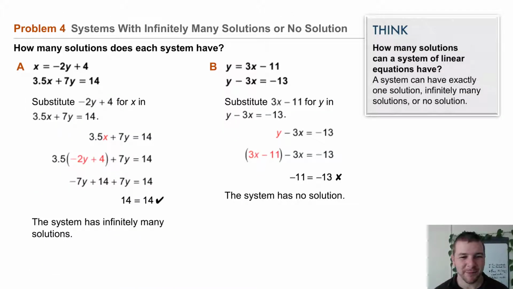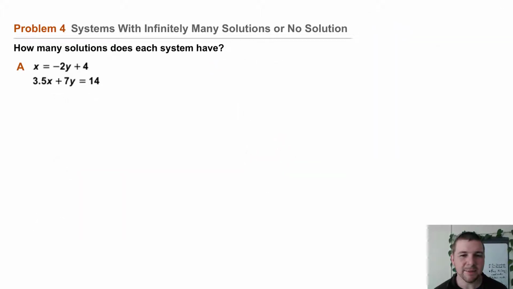This leads us to problem 4. Systems with infinitely many solutions or no solution. How many solutions does each system have? Part A. x equals negative 2y plus 4 and 3.5x plus 7y equals 14.